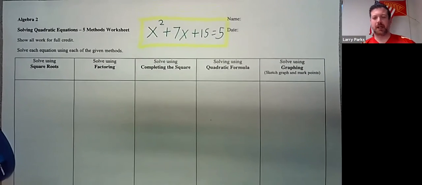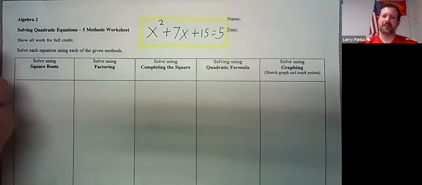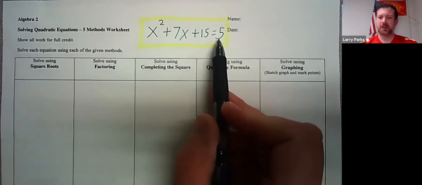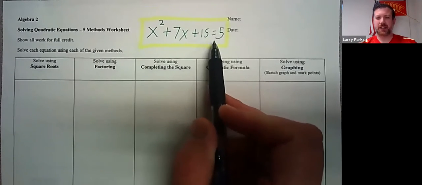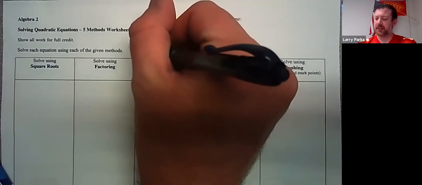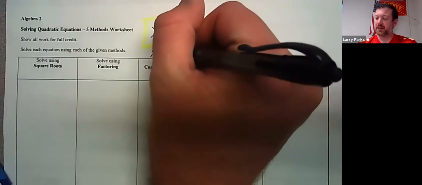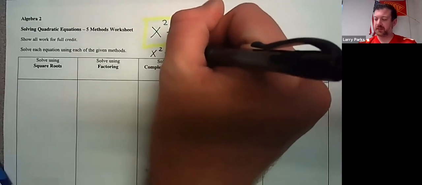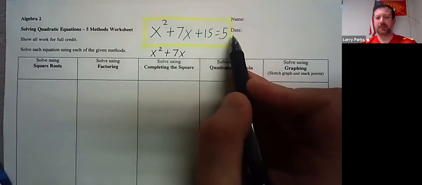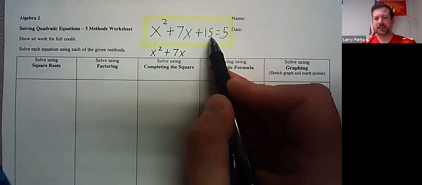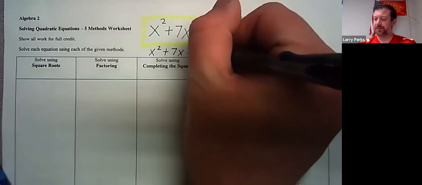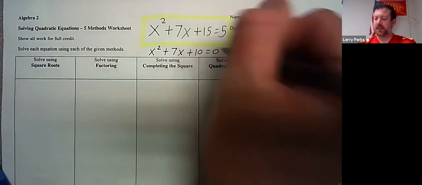There we go. We got our problem. What number squared plus 7 times what number plus 15 is 5? And before I go any further, almost always you want this in standard form. So the standard form would be to subtract 5 from both sides. Then you'd get x squared plus 7x, and if you subtract 5 from both sides, you get plus 10 equals 0.